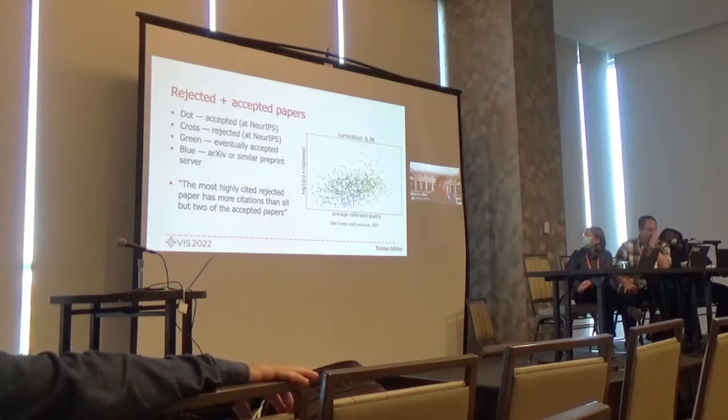And what is interesting to note here is that green are the papers that were eventually accepted somewhere. Blue are the papers that ended up in arXiv or a similar preprint server. And a dot is a paper that was accepted at Murex, and a cross is a paper that got rejected at Murex. This figure is worthwhile to come back to and take some time to understand.